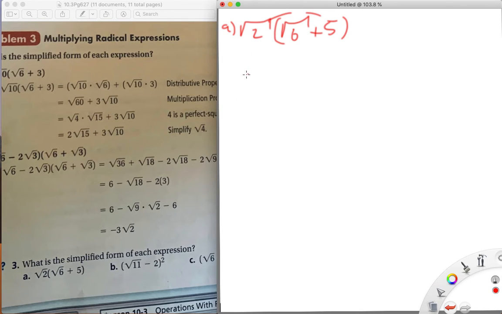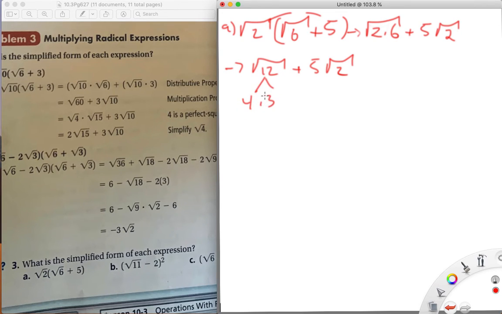That's going to be the square root of 2 times 6 plus 5 square root of 2. That gives me square root of 12 plus 5 square root of 2. So then let's see if I can find any perfect squares out of the 12. I do. I have 4 times 3.